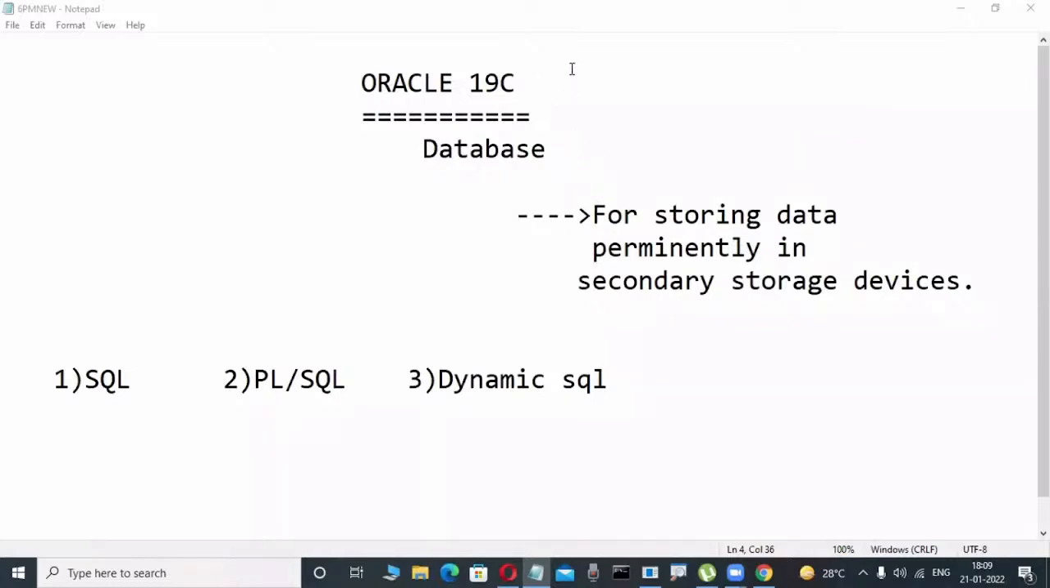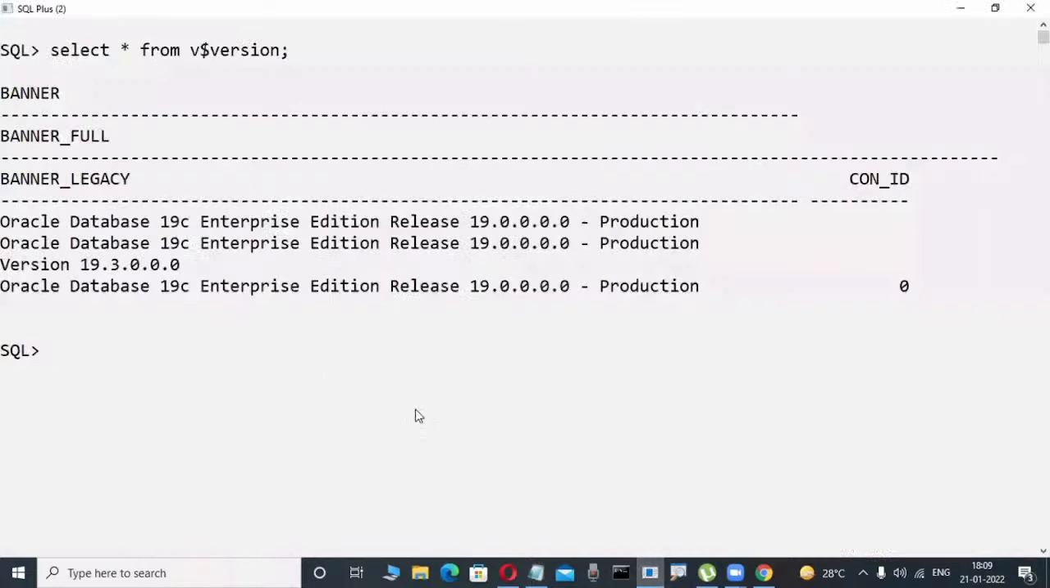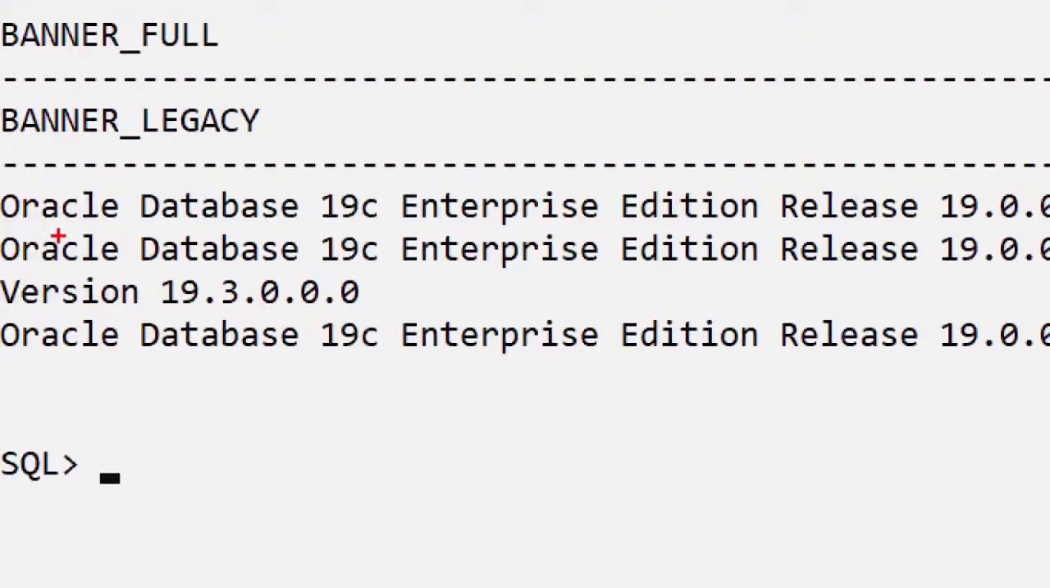Anybody who did not attend yesterday's class, not a problem, just observe. What I am telling about yesterday is a small concept. Oracle is a product from Oracle Corporation. But what type of product is this? A database product. The version we are learning in our course is 19C, a version of this DB product.